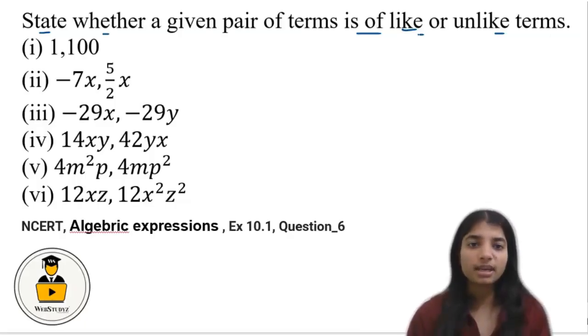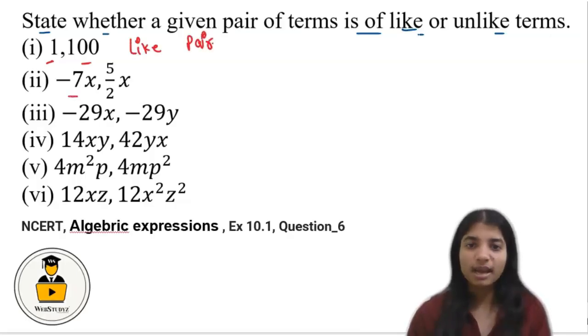And if the variables are different, like one has variable x and the other has variable y, then too they are unlike. So let's discuss part 1. In part 1, we have the terms 1 and 100. Both are constant. Their numerical values are different, but they are constant. So we can say that this is a like pair.